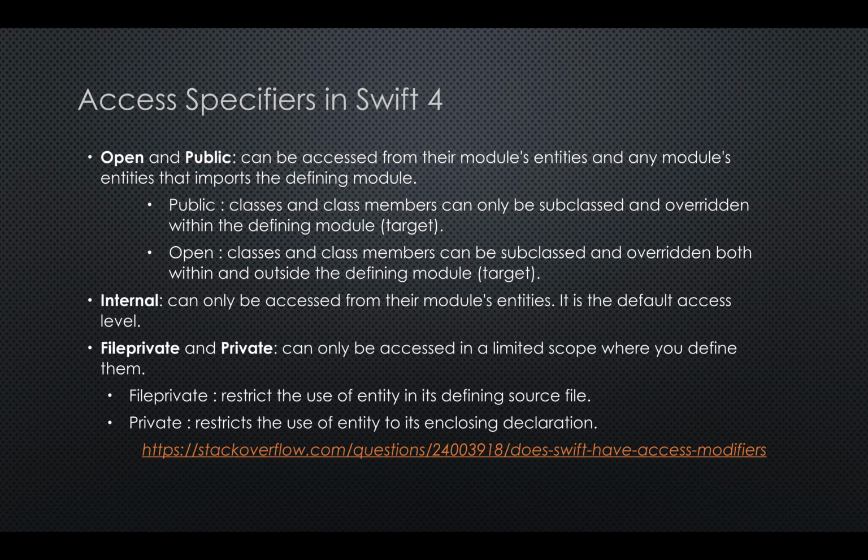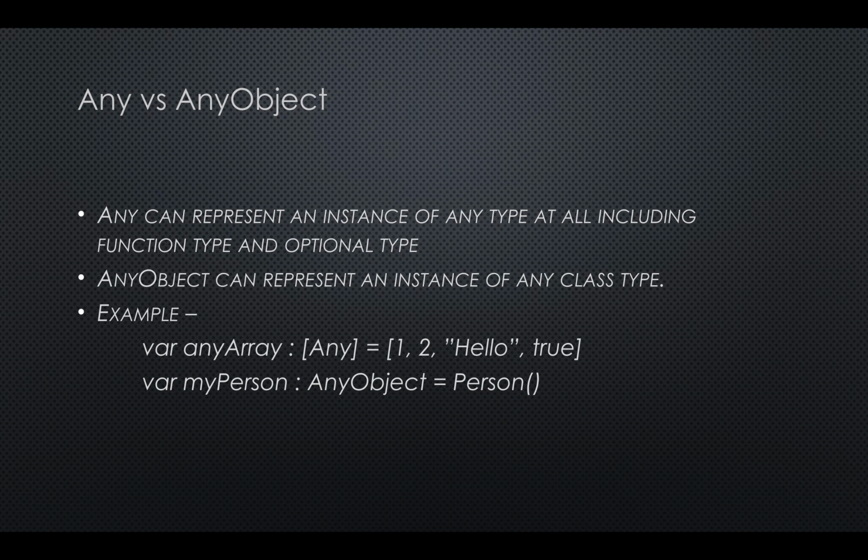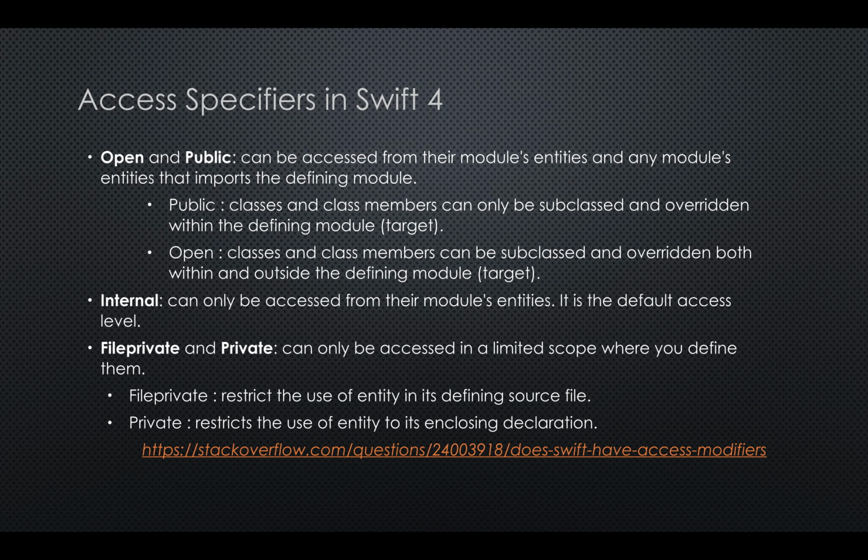We talked about Any versus AnyObject. Let's do a short recap. Any versus AnyObject. Any is for data types like string, integer, and bool. AnyObject is for class types. Access specifiers: we have open, public, internal, file private, and private. Internal is the default one. Open and public are open to modules. Public is within the module, and open is outside the module also.